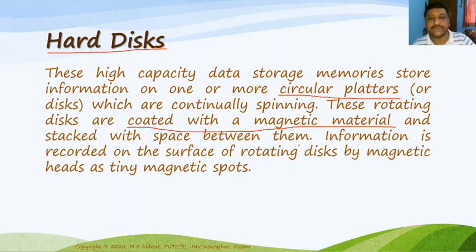Information is recorded on the surface of the rotating disc by magnetic heads as teeny magnetic spots. So information is stored on the magnetic disc here. Hard disk is like this.